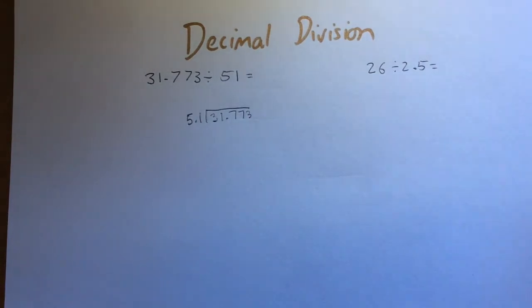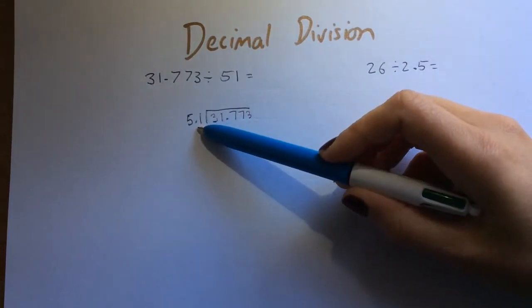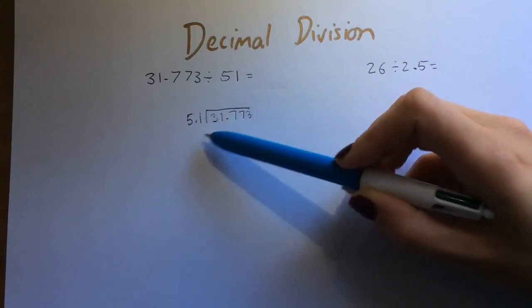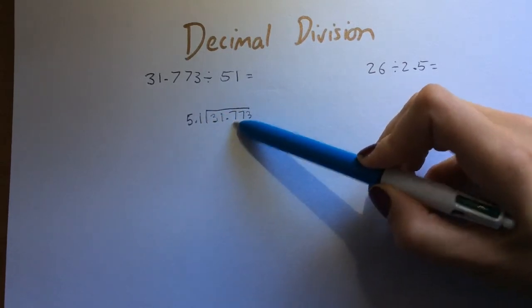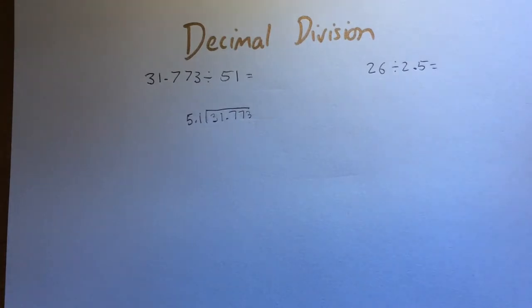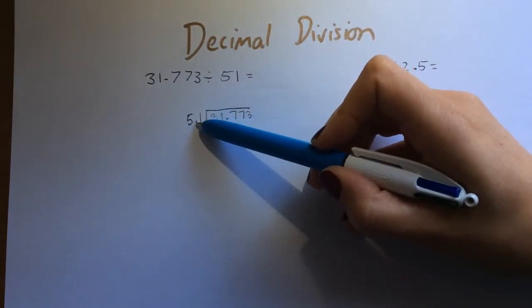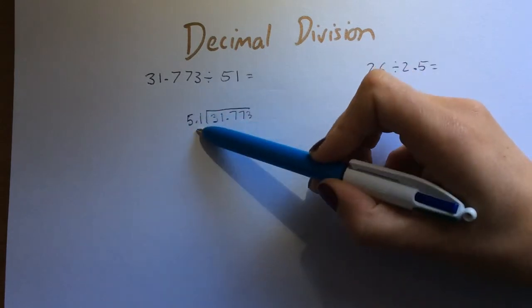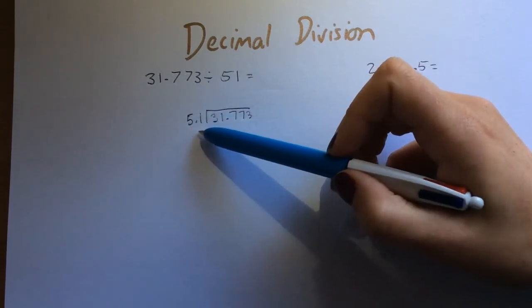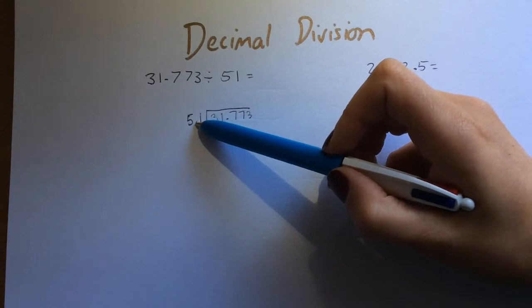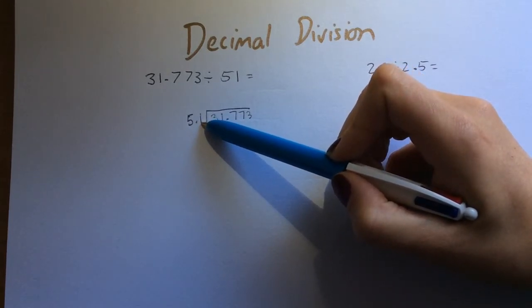Okay, so this looks really confusing because we would have to figure out how many 5.1s, 5 and 1/10ths, fit into 31 and 773 thousandths, which is a very complicated sum. So I'm going to teach you a trick that's going to make it a lot easier for you to solve. What we're going to do is multiply both digits by 10. And in doing that, we just move the decimal place one digit to the right.